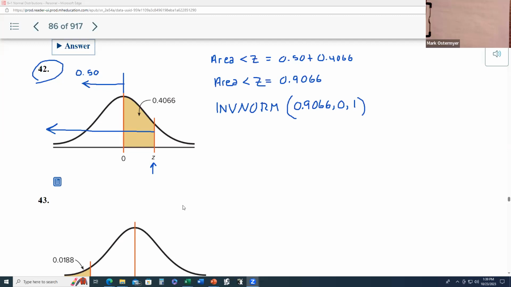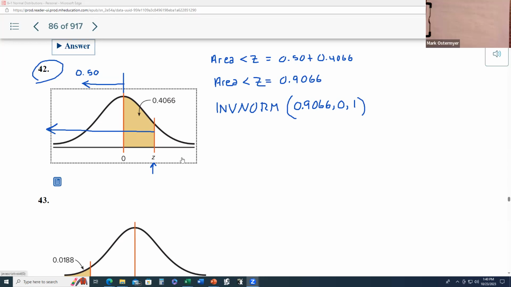Okay, so what is the area to the left of that Z value? Well, we know that the lower half of the curve, in other words, the area below Z equals 0, must be 50% of the area. So we just take 0.50 and add on 0.4066. That gives us the area below the Z value. So the total area below the Z value that we wish to find is 0.9066. Therefore, that goes in for the inverse norm function. Did anybody get that Z value?